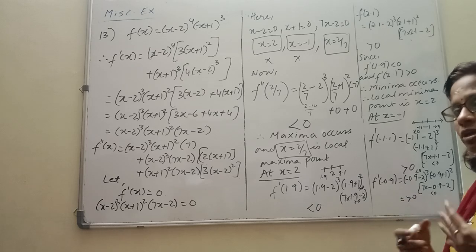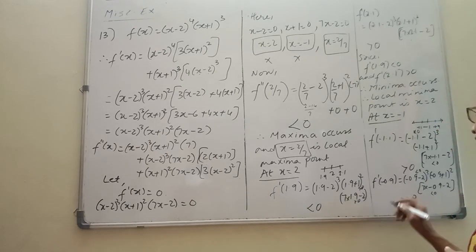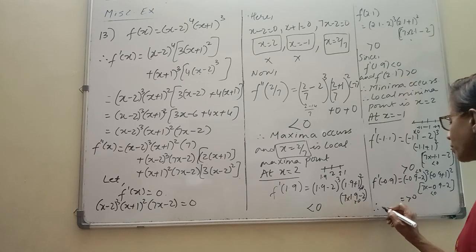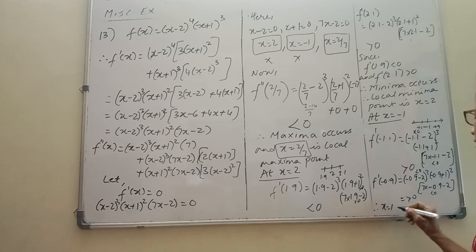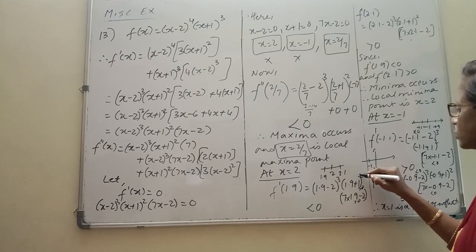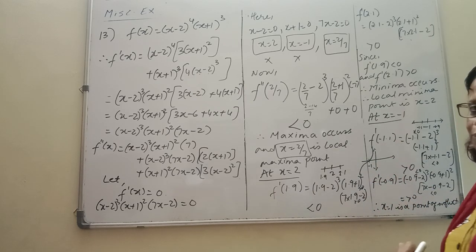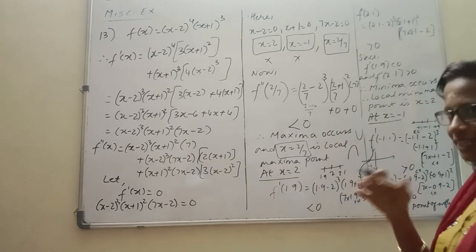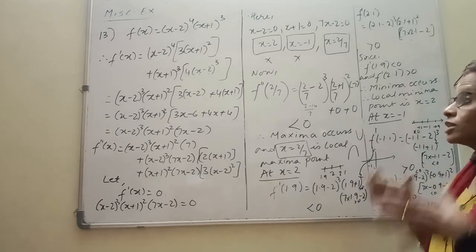When we are not able to conclude, we call it a point of inflection. Since both are positive, or if both are negative, we call it a point of inflection. Therefore, x equal to minus 1 is a point of inflection. Inflection means your graph goes like this, not that way. Maxima and minima mean the graph goes either like that or like this. That's the meaning.